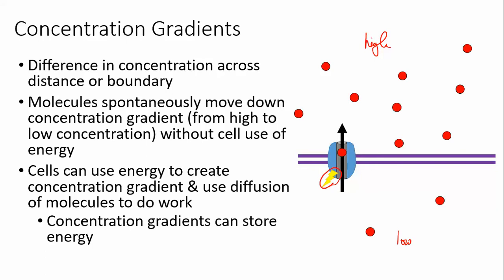They rely on the cell building these concentration gradients and then using those concentration gradients, the energy that's stored in them, to do work. So concentration gradients can store energy. Right now, you have potential energy in this system because there's a difference in concentration. If I were to open some sort of gap, pretend like that's a gap in the membrane, then these molecules would be able to diffuse down their concentration gradient. And then I could use their movement across the concentration gradient to do other work.